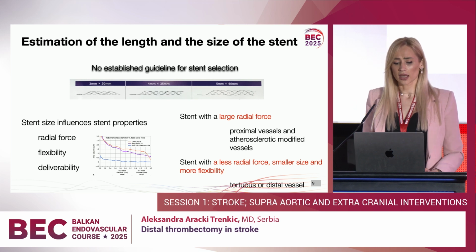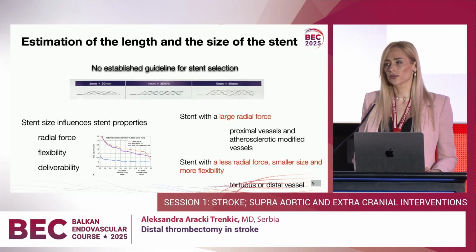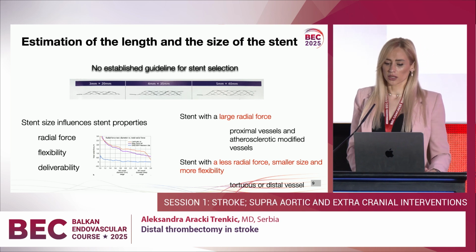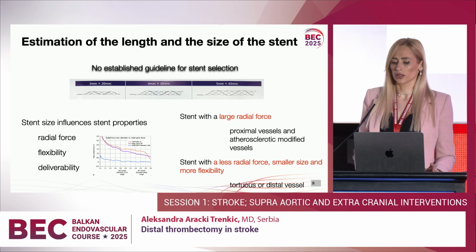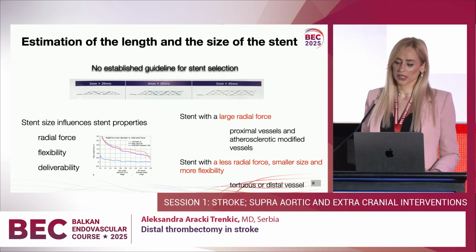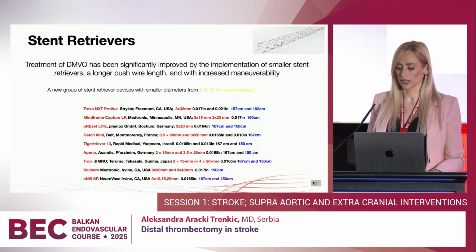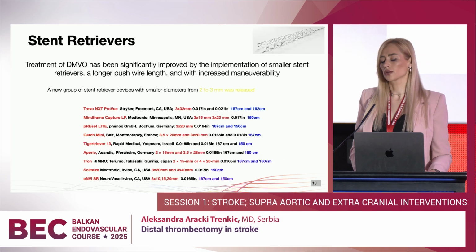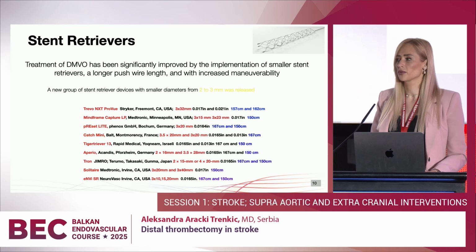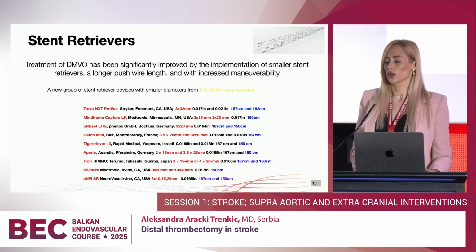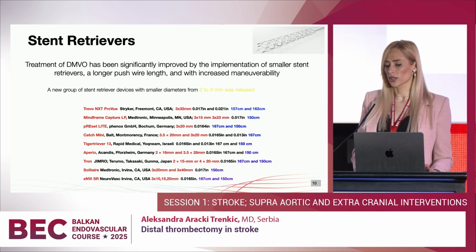On the other side, stent size definitely influences stent properties, meaning radial force, flexibility, and availability. So a stent with a large radial force is more suitable for the proximal vessels, and a stent with less radial force, smaller size, and more flexibility is more suitable for the tortuous and distal vessels. So the treatment of distal occlusions has been significantly improved with the implementation of smaller stent retrievers, with a longer push wire, and with increased maneuverability.